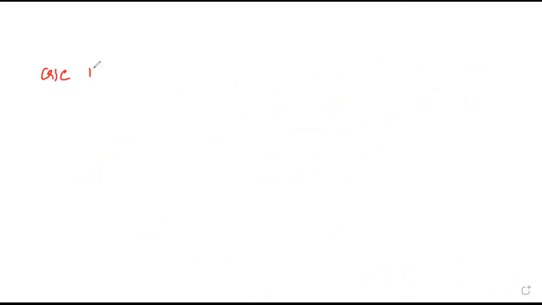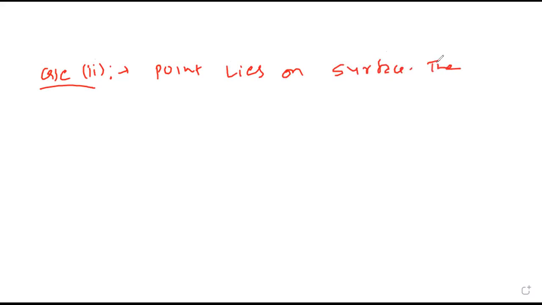Case 2. Point lies on the surface. Then same, small r is capital R. So E will become rho into capital R upon epsilon naught.